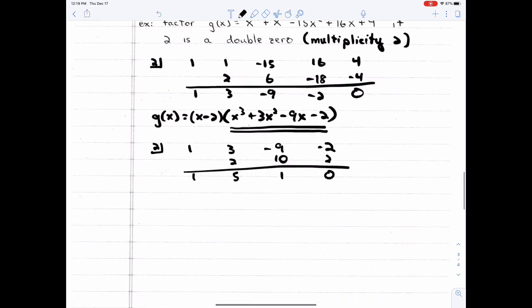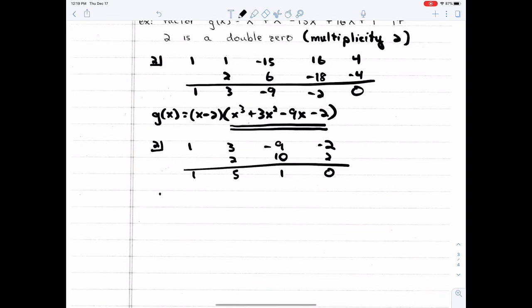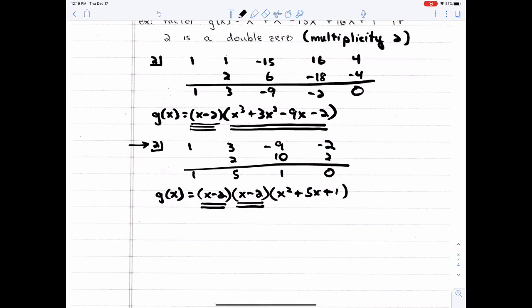So now what do we have? Divisor times quotient. But you've got to be careful here. Because we have to carry down this first factor, x minus 2. Then we write the second factor as the divisor, and then the quotient. So this comes from the first division. That's the divisor of the first division problem. This is the divisor of the second division problem. And then this is the final quotient that we end up with.